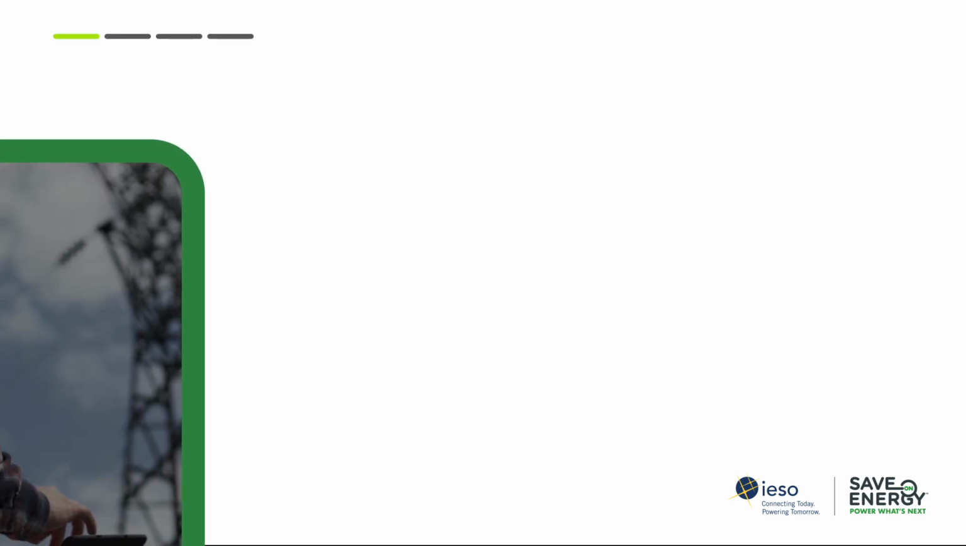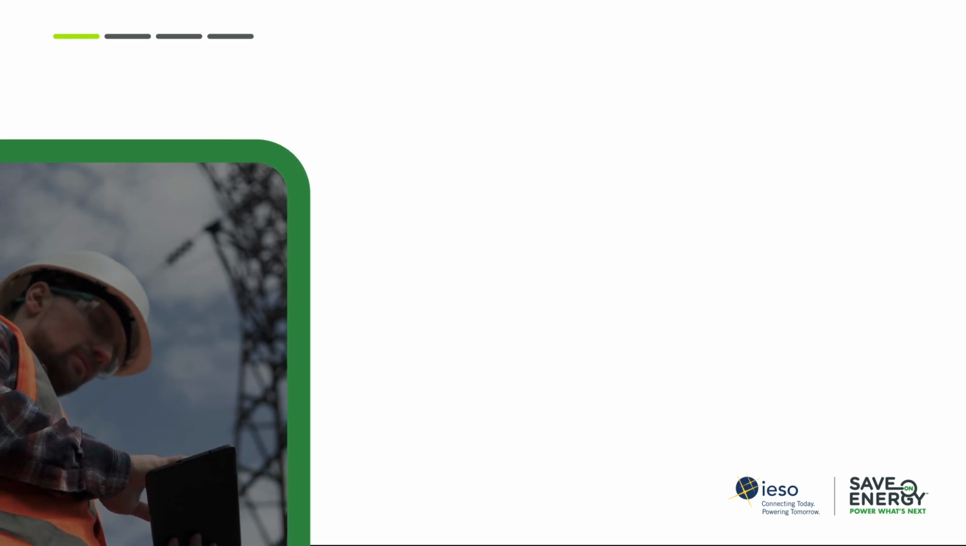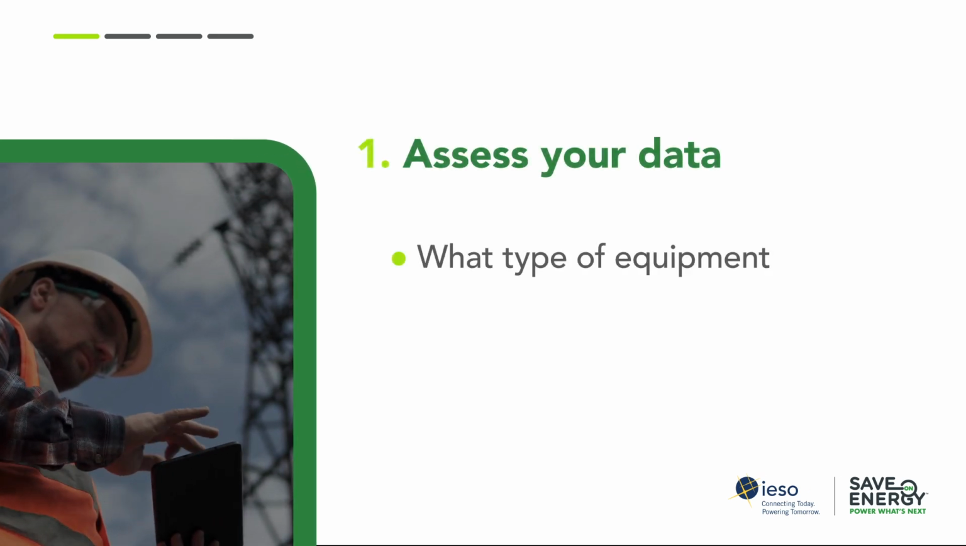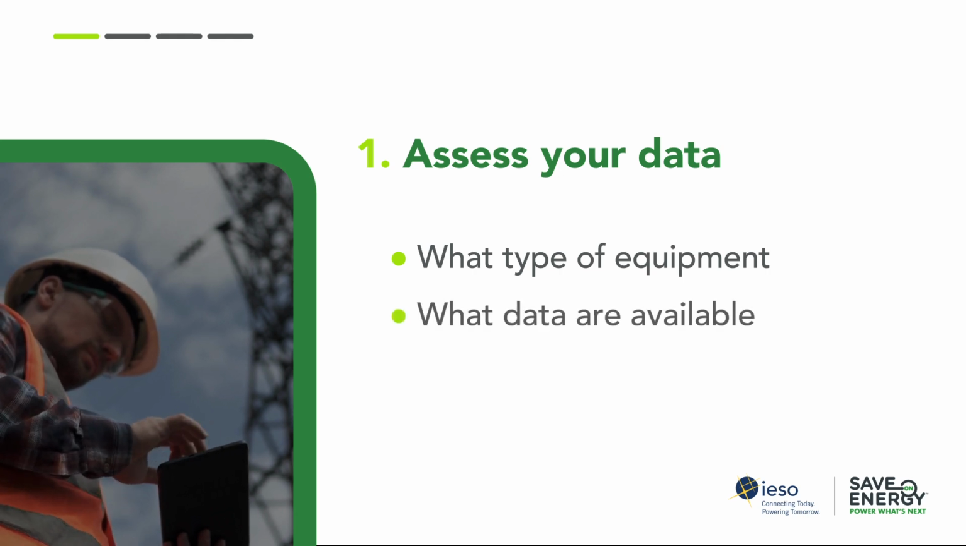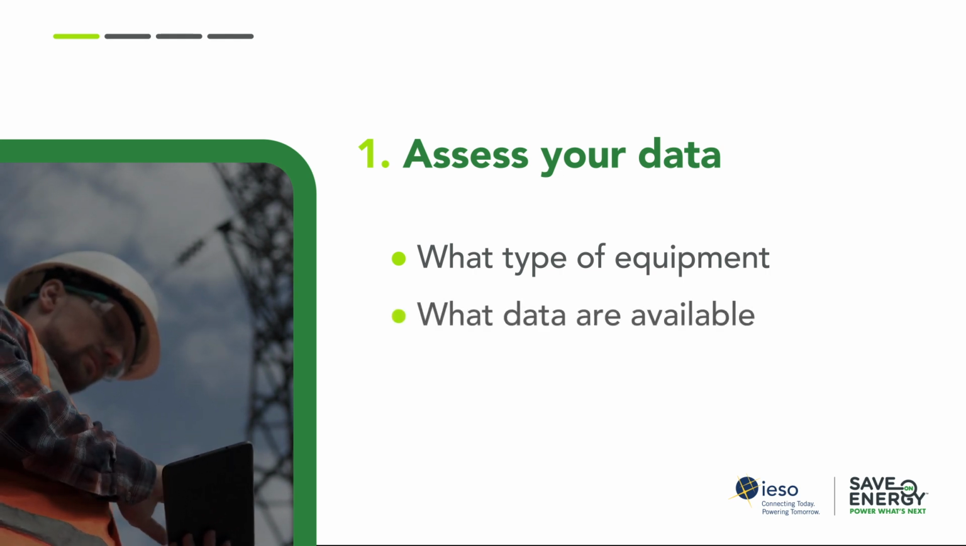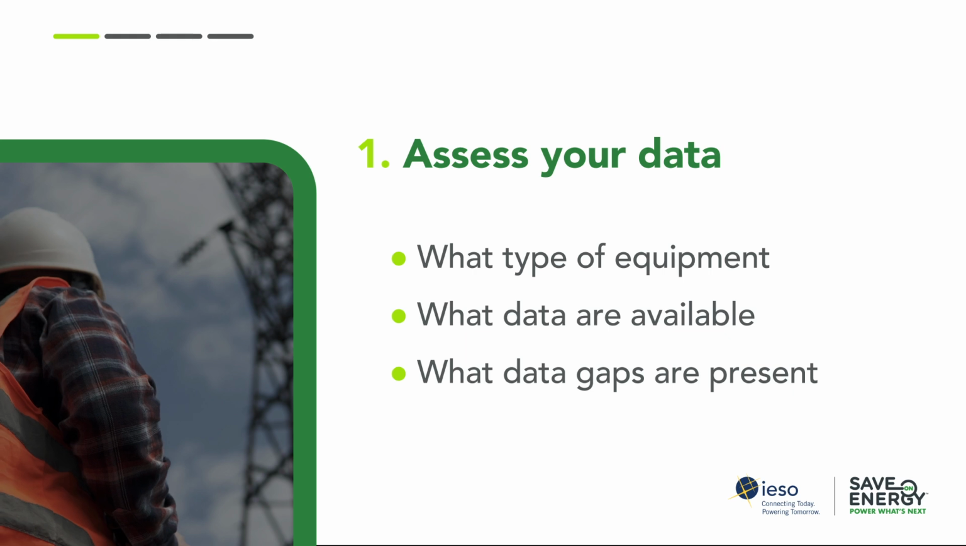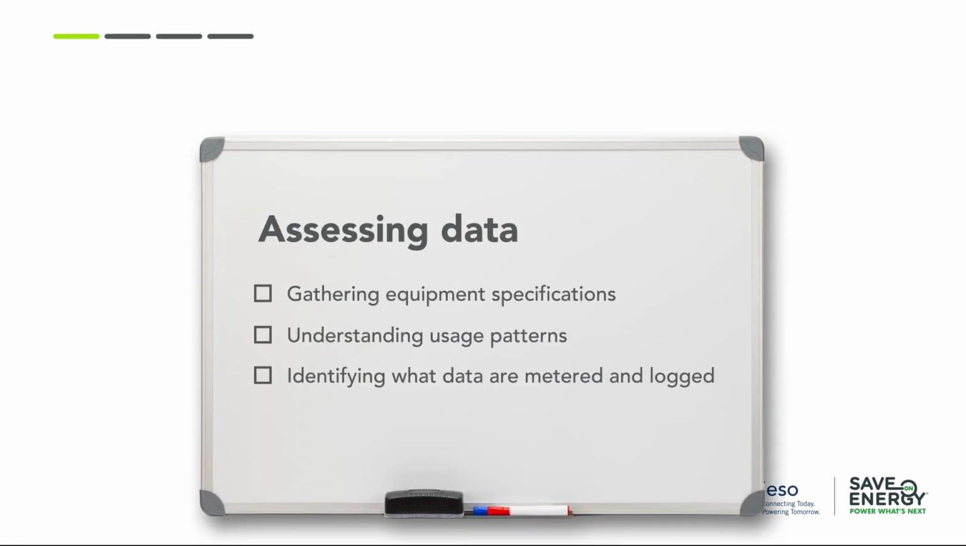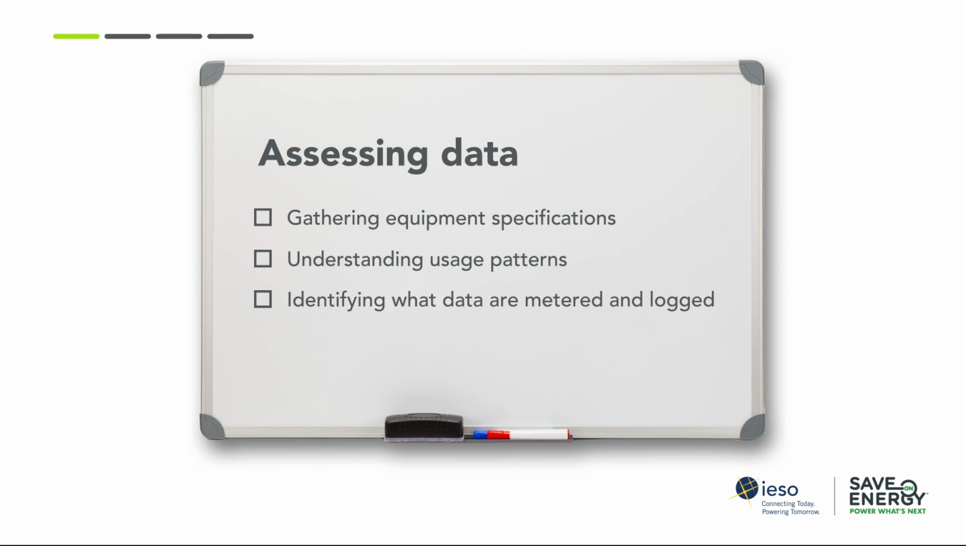A structured approach to estimating savings starts with determining what data you have. This will help you understand your equipment, what data are available to calculate energy consumption and savings, and whether you need more information to achieve the level of accuracy you need. Assessing your data availability typically involves gathering equipment details and specifications, understanding usage patterns, and identifying what parameters are metered and how those data are logged.